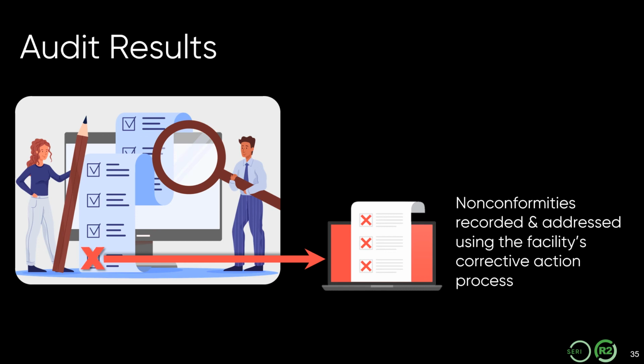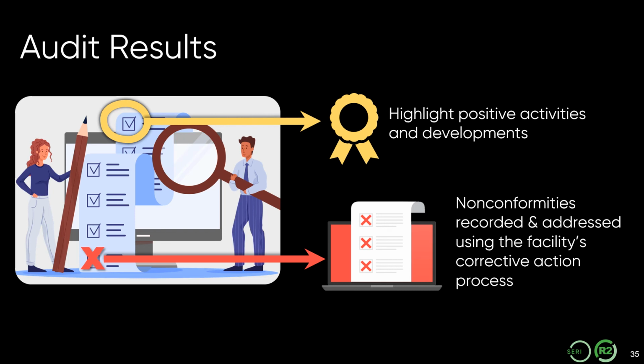But an internal audit is not just for addressing issues. It can also be used to highlight positive activities and developments that can be recognized by the facility. In some cases, there may be opportunities to be expanded upon and realize efficiencies or improvements in other areas of the operations. So, where these items are identified, it's always good practice to highlight them in the audit report as well.